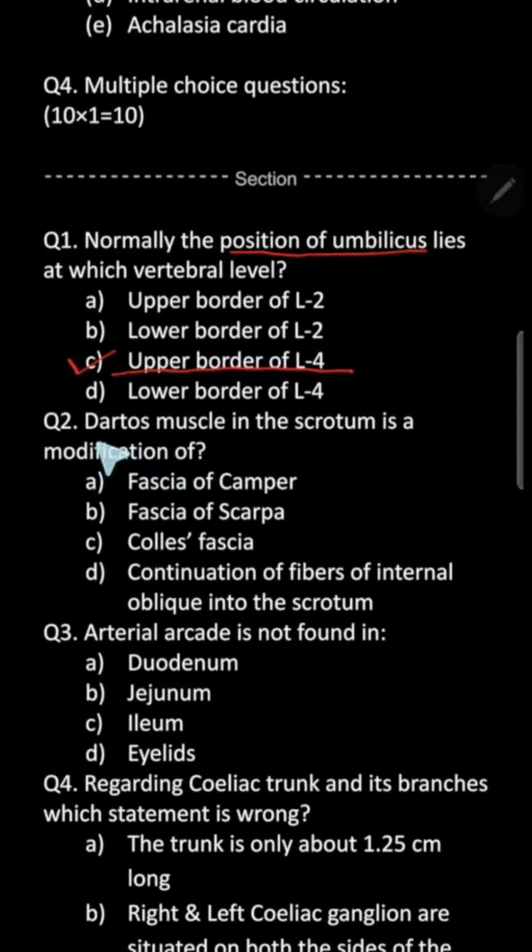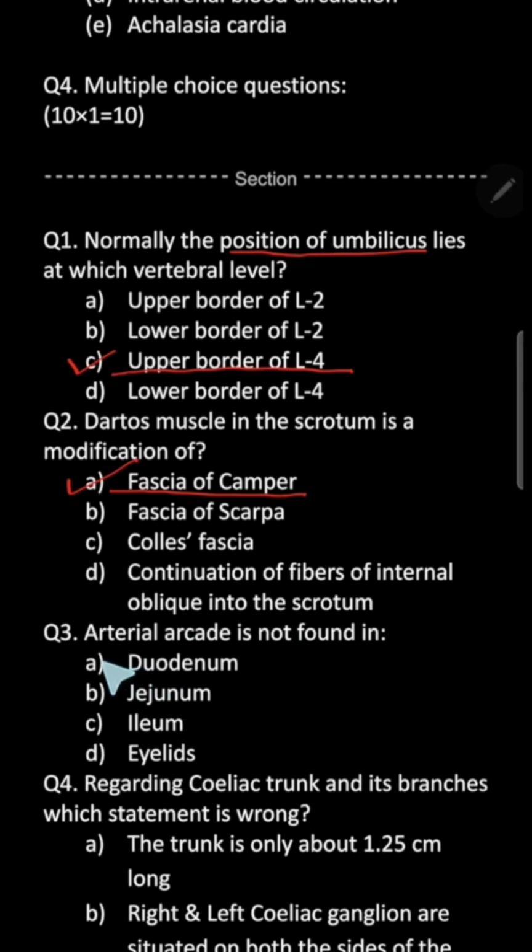Here remember that dartos is actually in continuation with the most superficial layer of the anterior abdominal wall, that is the fatty layer, and that also is called fascia of Camper. Remember, fascia of Scarpa is the membranous layer of the superficial fascia of the abdomen, which actually continues as Colles fascia, while continuation of fibers of internal oblique into the scrotum is cremaster muscle.